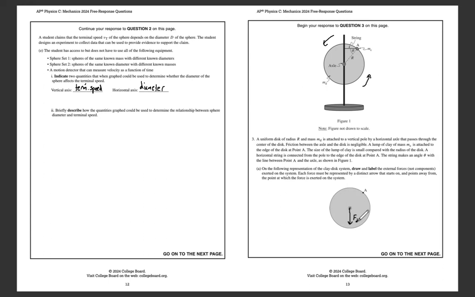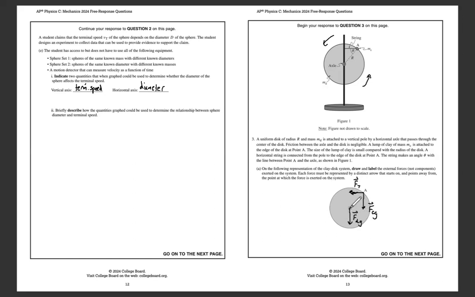We don't actually know how the masses compare, so we can draw the gravities however we want. I'm going to call it FDG for force of gravity on disk, FCG for clay gravity. Then you've got tension pointing to the left on the clay. And you might be wondering, well, then doesn't the clay have a net external force? And the answer is no. It still experiences a normal force and or a friction between the clay and the disc, but those are not external forces, so we're not going to draw them.